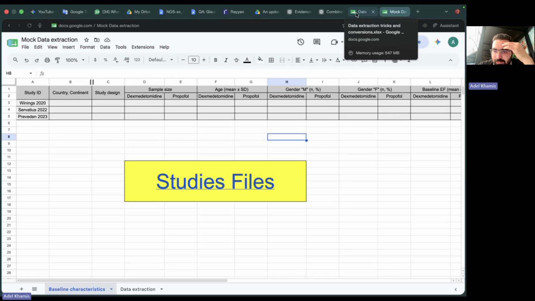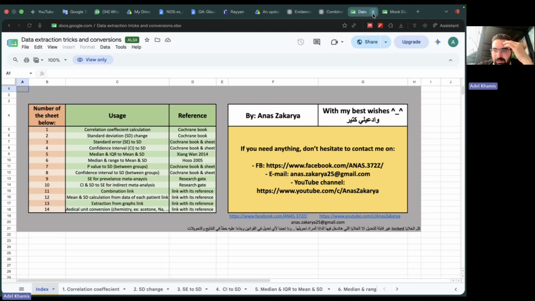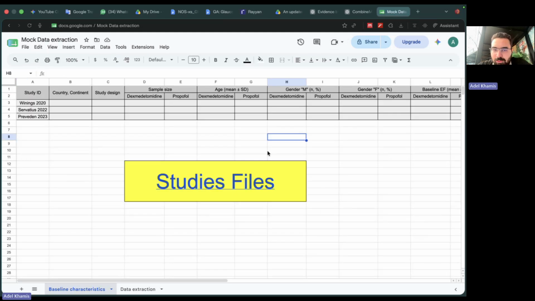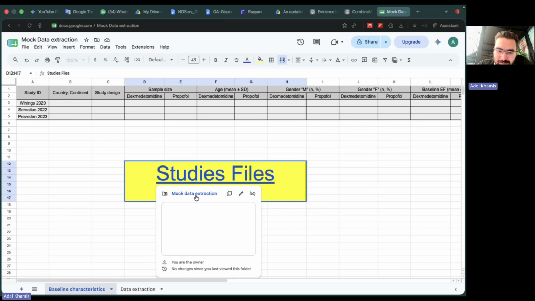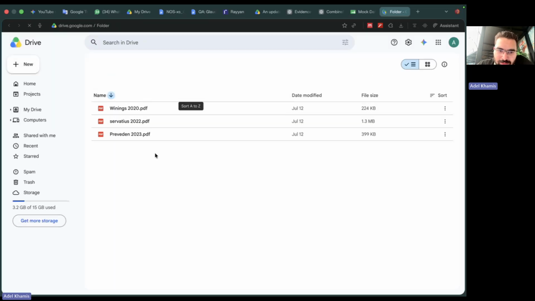Now I have, let's say, an example for data extraction. It might not be accurate because it was not based on anything. I just came up with the idea. It is not a real example, so it might not be that accurate. But you will learn the concept of data extraction from articles. Here I put the studies file, the three files here. Let's click them here. I will have our articles.